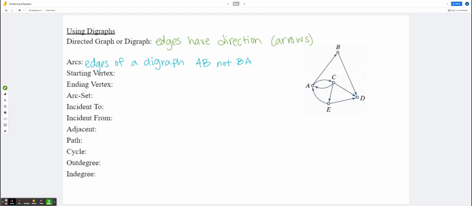We can also talk about the starting vertex and the ending vertex of an arc. Looking at arc AB, the starting vertex is going to be vertex A, where the tail of the arrow is. So in this situation, vertex A is our starting vertex. The ending vertex is where the point of the arrow is. So in this particular situation, B would be our ending vertex.